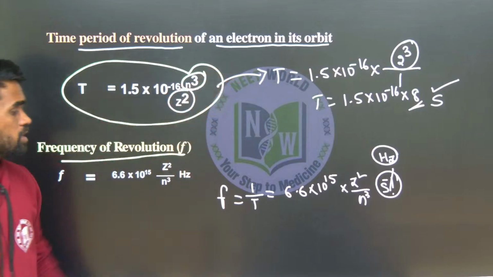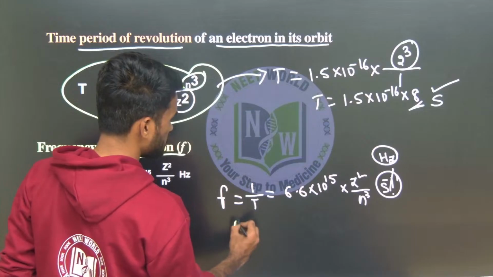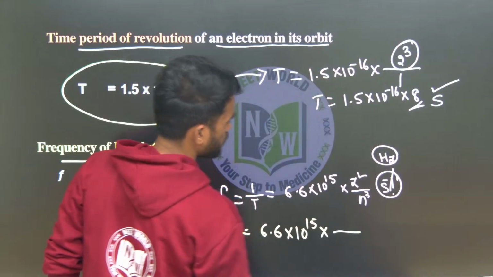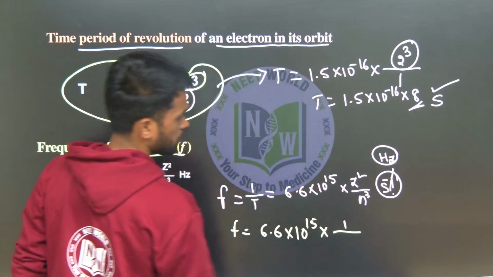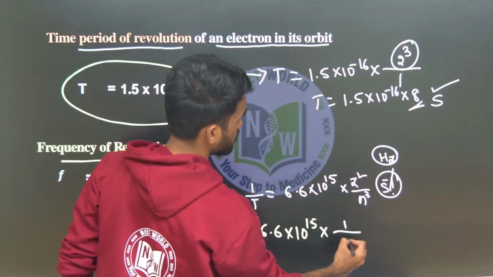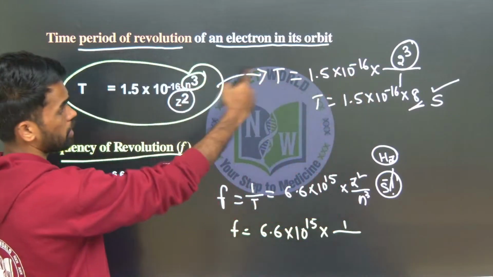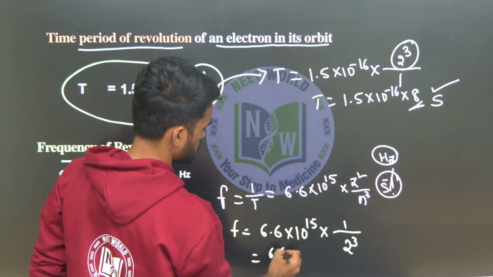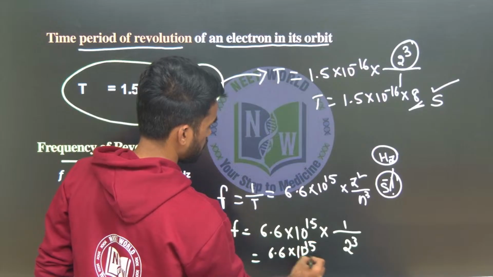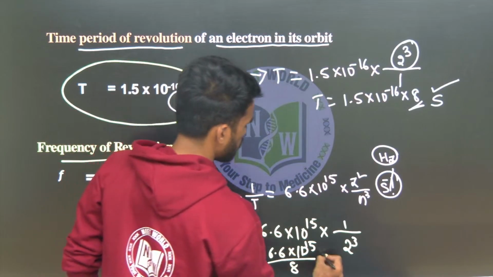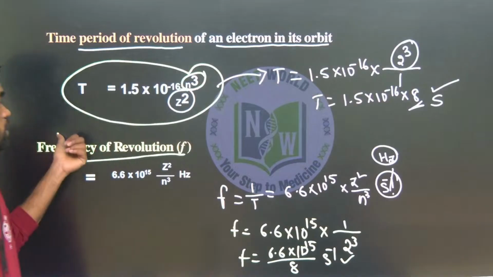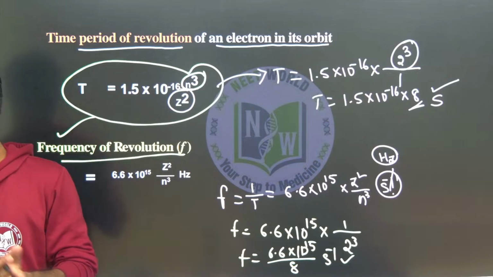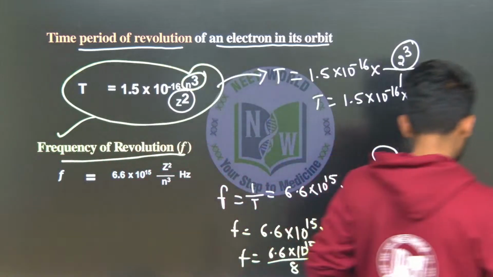Now tell me what is the value there. What is the frequency for this? 6.6 into 10 power 15. The atomic number for hydrogen atom is 1, and the n value I have given is 2 cube, that is 8 only. So 6.6 into 10 power 15 by 8. This will be the value for your frequency of revolution, I can say. Okay, right. Let's move forward.